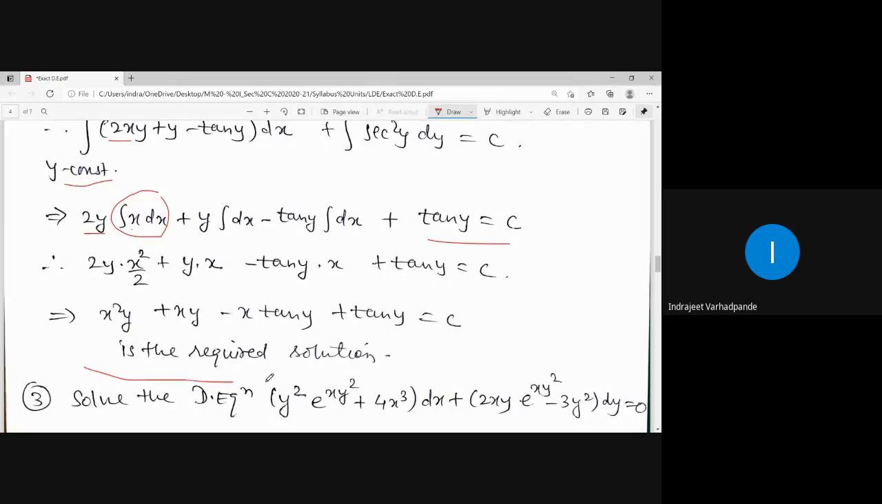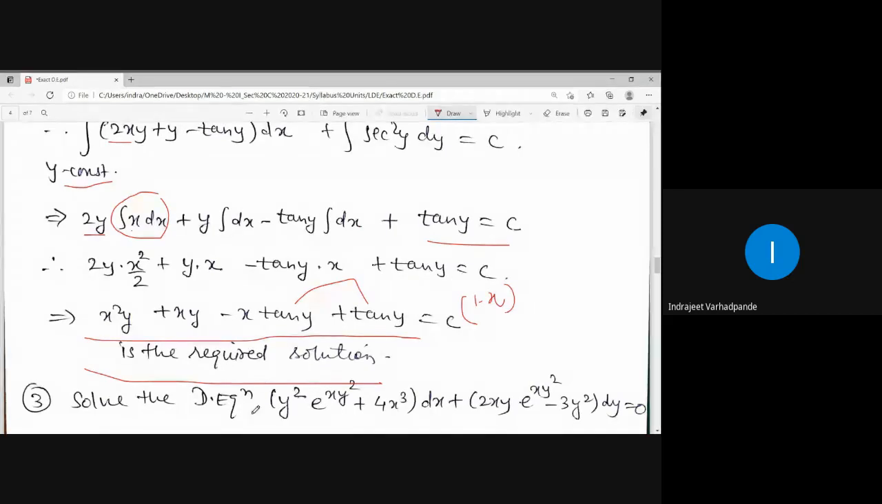Note down the final answer. This is what the required solution is. If you want, you can take out this tan y common. It will become plus 1 minus x. But there is no need to do that. This is also the correct one, right? Simplification or modification of the answer can go up to any of the steps. No problem in that.